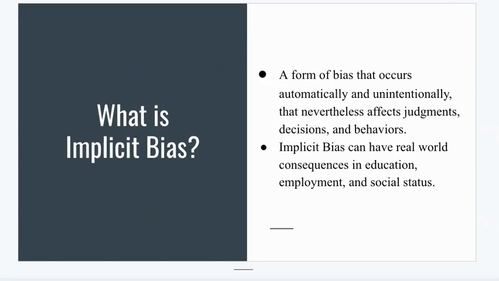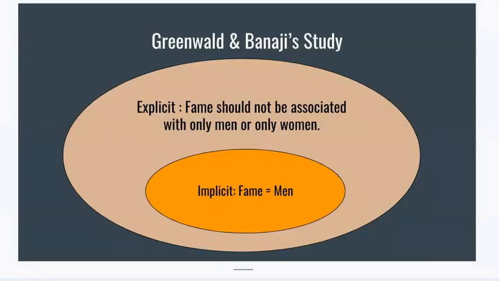What is implicit bias? Well, implicit bias is a form of bias that is unintentional and automatic through the unconscious mind inside a human. This is not intentional by a person, and a person should not be blamed for their implicit bias. An example of this would be a study by Professor Greenwald and Banaji, and explicit bias is represented by people believing that fame should not be associated with only men or women, and that's what they told professors and other researchers, but implicitly it was shown that they believed that fame was related to men.